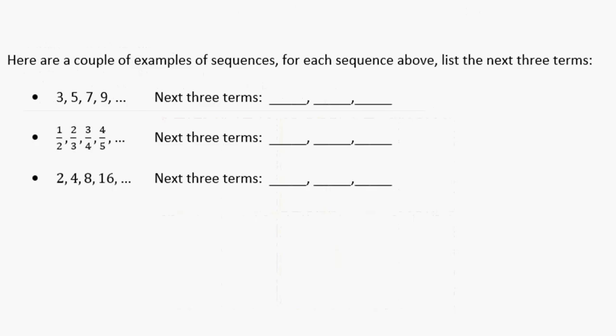So here are a couple examples of sequences. Before we actually define what a sequence is, here are some examples. Let's see if we can figure out the next three. Here I got 5, 7, 9. So clearly the next ones will be 11, then 13, then 15. How did I do that? I saw the pattern of adding 2.